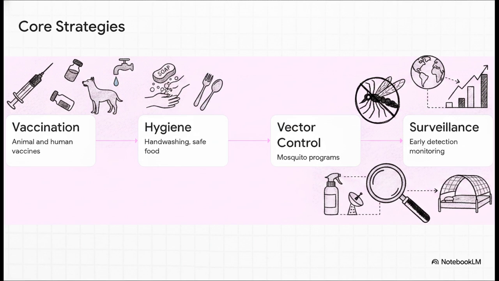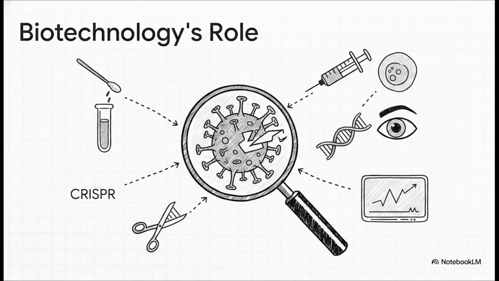Third, aggressive vector control, like deploying mosquito control programs and using insect repellents. And fourth, massive global surveillance systems monitoring populations to catch these diseases super early. These 4 steps form our vital first line of protection. Now, what's really interesting about this is how biotechnology is stepping up to back up those daily strategies.